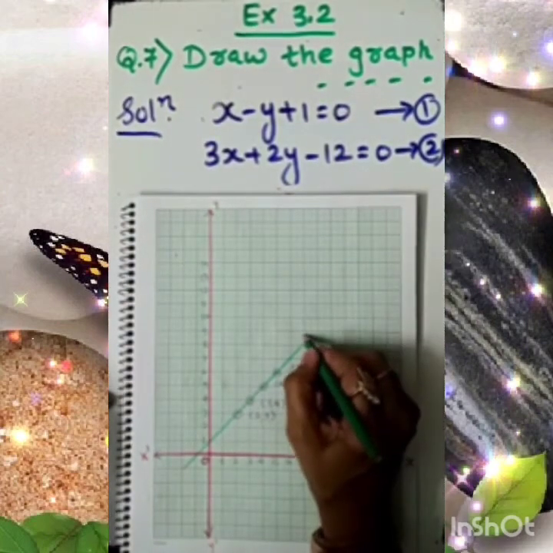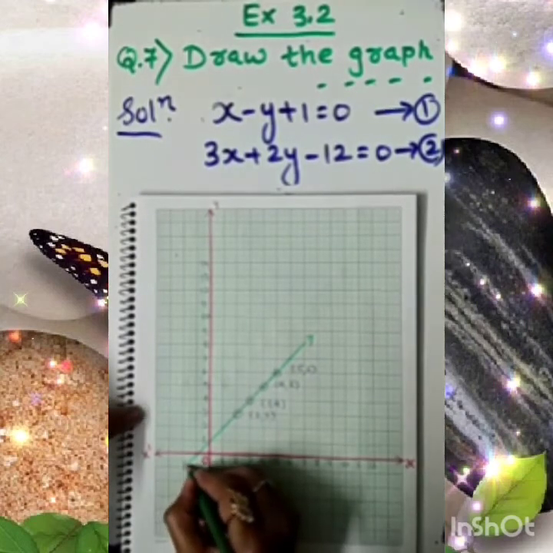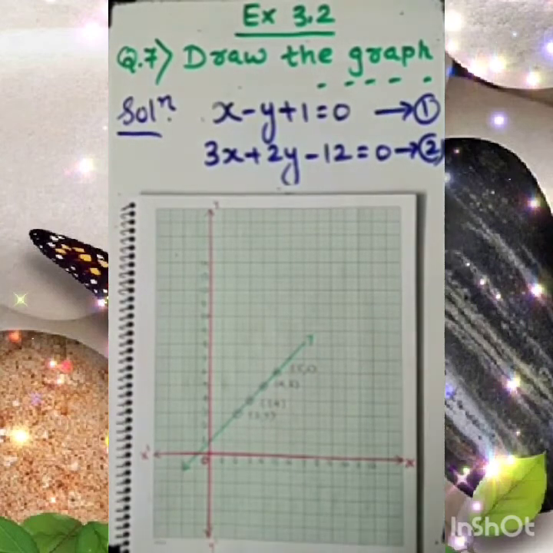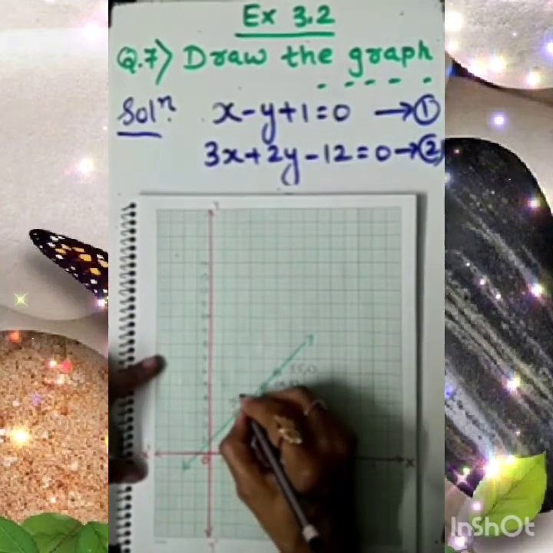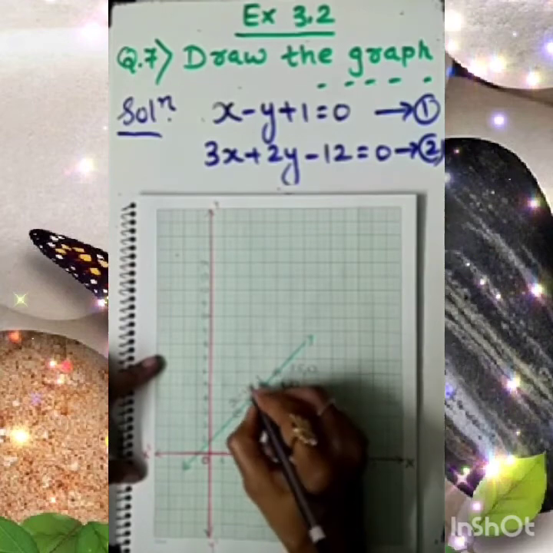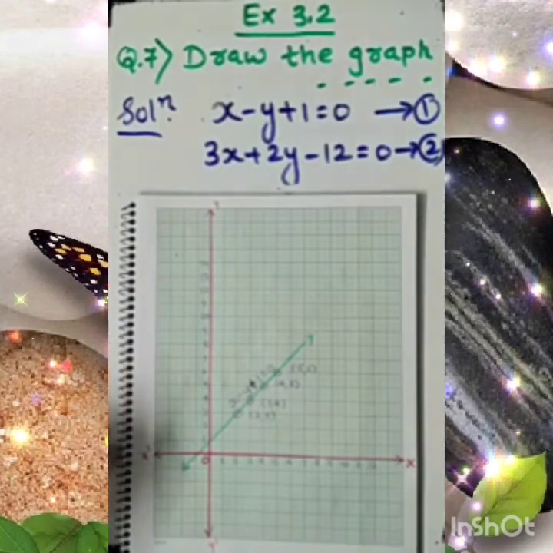I'm extending it a little bit on both sides. And this graph is of which linear equation? That is also compulsory to mention. This graph is of the first equation, that is x minus y plus 1 is 0. This is the graph of this equation.